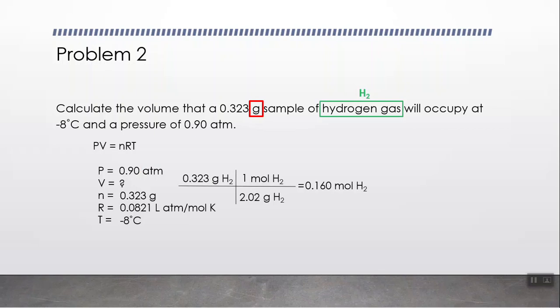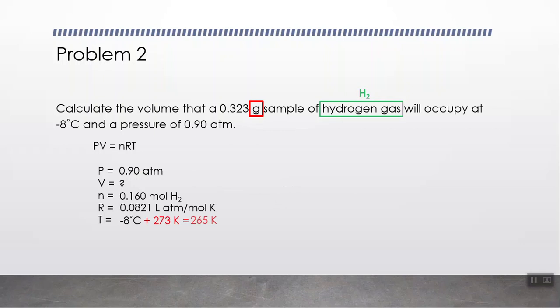So we're going to go ahead and erase 0.323 grams, and we're going to replace it with the number of moles we just found. And again, we got to take care of temperature, right? So remember what we have to add with 273 Kelvin. And you get a value of 265 Kelvin. So now that we did all the conversions, let's go ahead and plug it in. We're going to solve for volume, and volume is 3.9 liters.